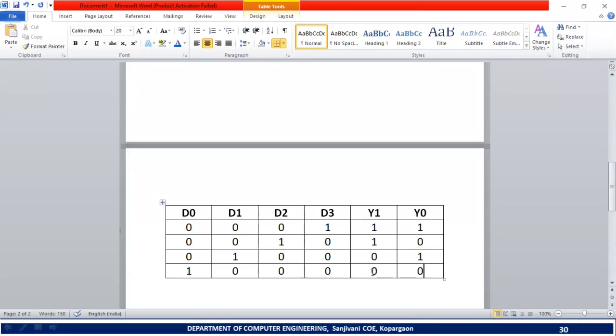So what does 0 0 indicate? 0 0 indicates which input line of encoder is active? D0. So up to this there is no problem.